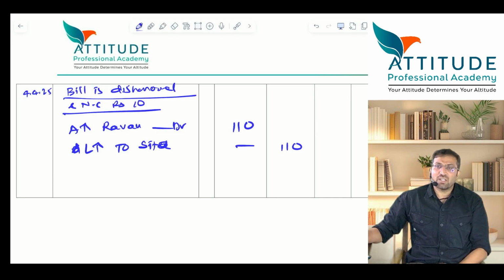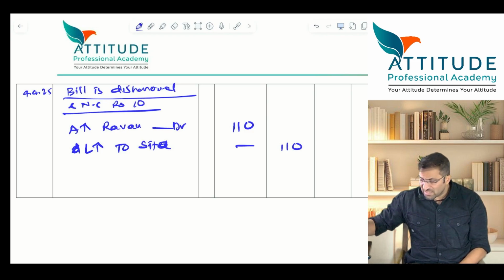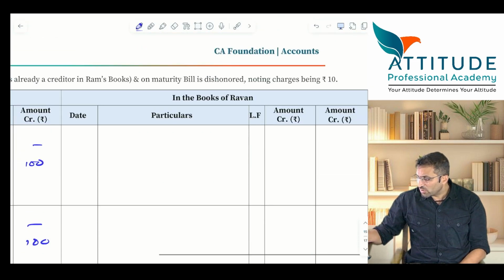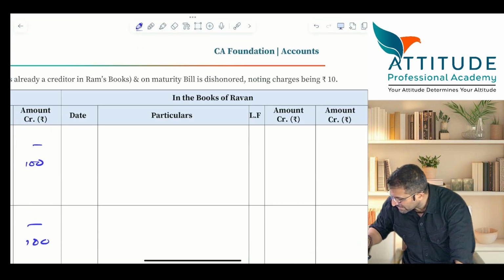So it is like debtors account debit to creditors account. What account? Debtors account debit to creditors. Noting charges will come in the books of Ravan, not in the books of Ram. इधर आएगा. चलो इसको बोलो अभी. One by one, tell me. Last.